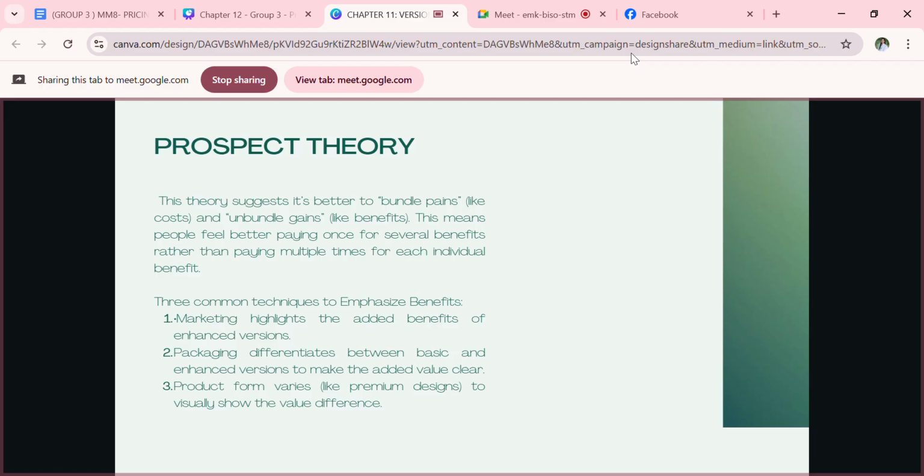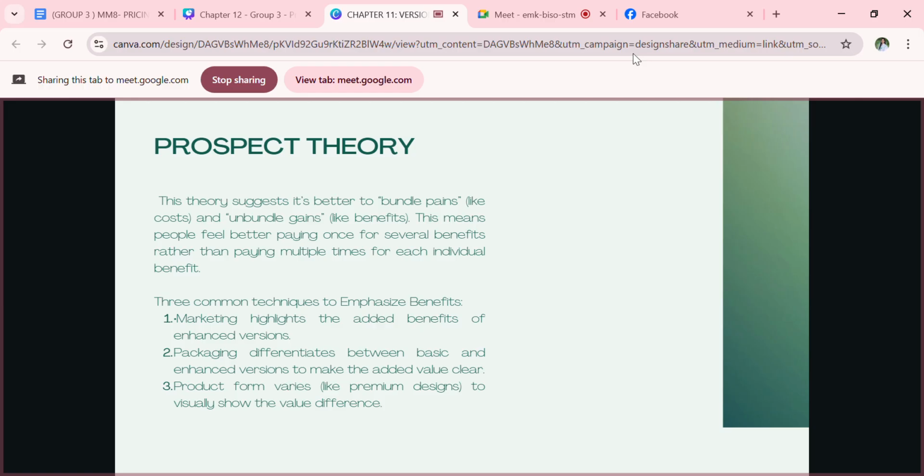So next is the prospect theory. So on prospect theory, it is a concept from psychology that tells us it's better to bundle pains and unbundle gains when setting prices. In other words, people prefer to make one payment for several benefits rather than paying separately for each one. When it comes to versioning strategies, companies use this insight to combine multiple features into a single, higher level version of a product. For example, the higher level versions may offer more features or better performance, making it more attractive without asking customers to pay for each benefit individually.